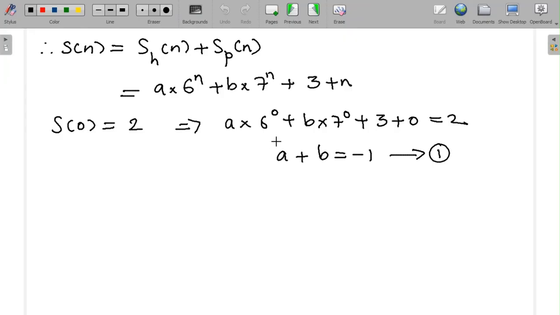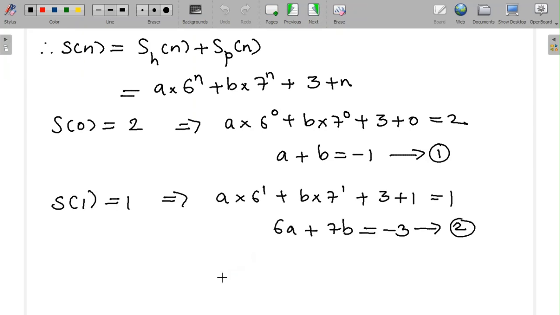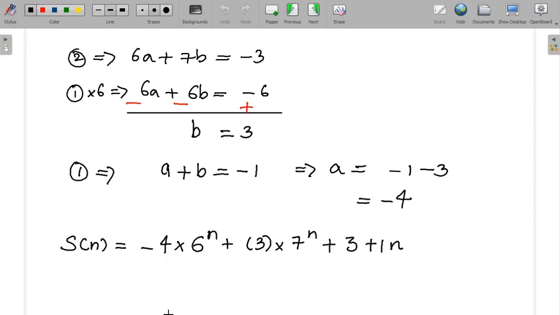Since S of 0 is equal to 2, we have A times 6 power 0, which is A, and B times 7 power 0, which is B, plus 3 is equal to 2, or our first equation is A plus B is equal to negative 1. Similarly, if we say S of 1 is equal to 1, we have 6A plus 7B is equal to negative 3. So that gives us a nice little system of two equations and two unknowns. We can solve them easily.